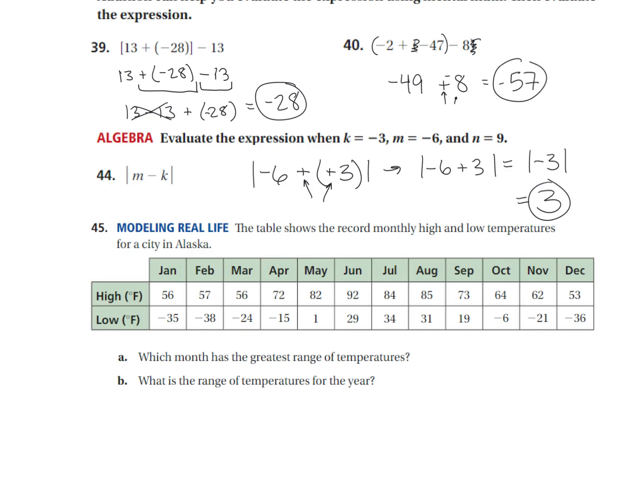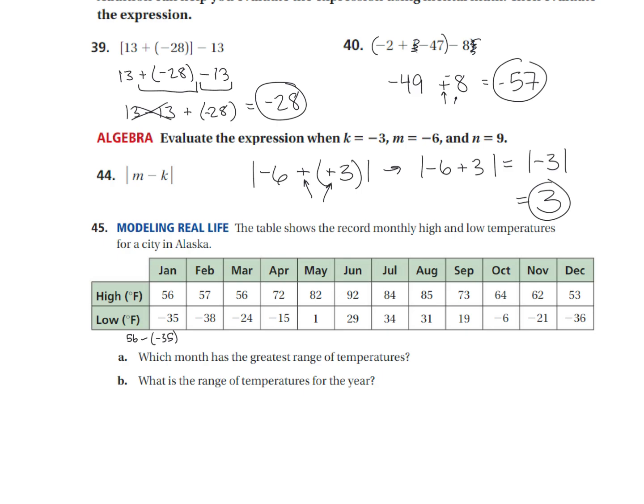Last problem here, modeling real life. The table shows the record monthly high and low temperatures for a city in Alaska. Okay, and it's asking which month has the greatest range of temperatures, and then what is the range of temperatures for the year. Okay, so really what we're doing is we're figuring out how much are each of these ranges here. So if I was to write this out for the first one, range is always taking the highest value minus the lowest value.